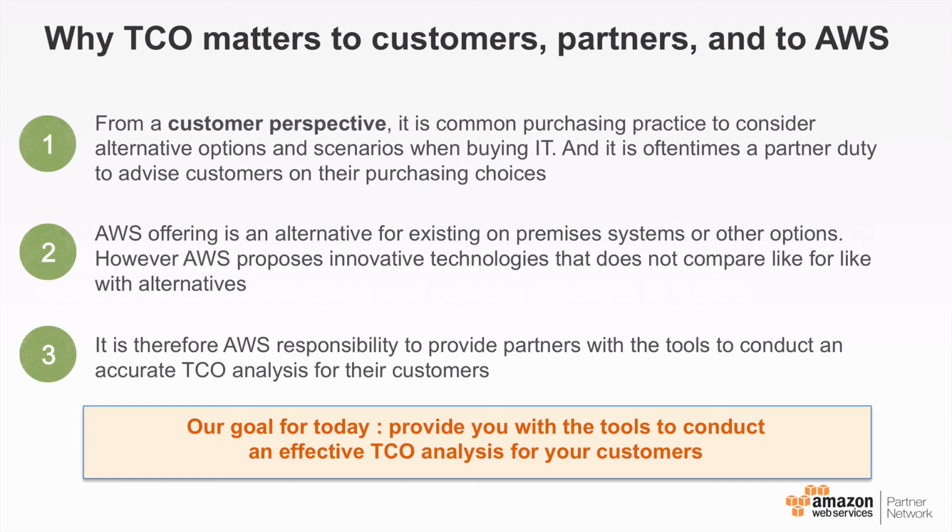Secondly, you can add to that the fact that the AWS offering is an alternative for existing, I guess you could call them traditional, on-premises systems or other traditional options like buying or leasing hardware and placing it in a co-location facility to operate your apps. And the AWS services portfolio is innovative. It includes new services that customers are not always familiar with and may not necessarily compare like for like with those traditional alternatives that I've just mentioned. So there's a role there for AWS and partners in educating customers about those differences and about how AWS offers a better way to do IT as a result of that innovation.